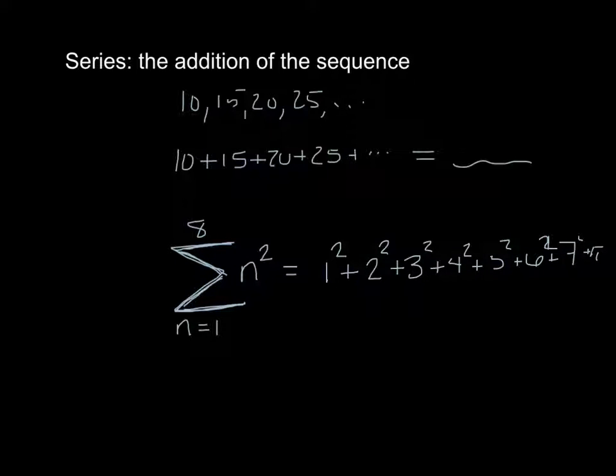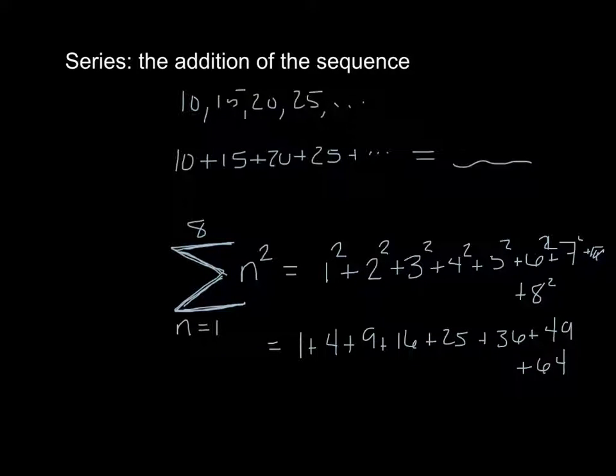Oh, I ran out of room. Let's go plus 8 squared. Okay, and then it's just a matter of doing your math. So 1 plus 4 plus 9 plus 16 plus 25 plus 36, and then you just plug this in on your calculator and get your answer. I'm not going to do that right now, but you guys can all figure out your calculator.